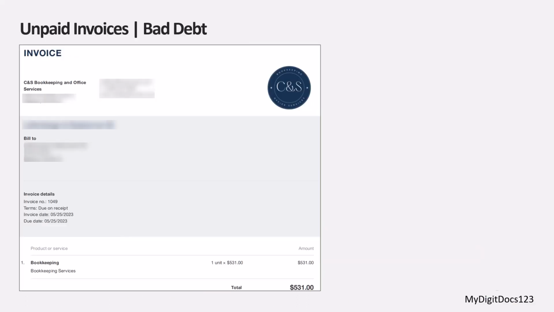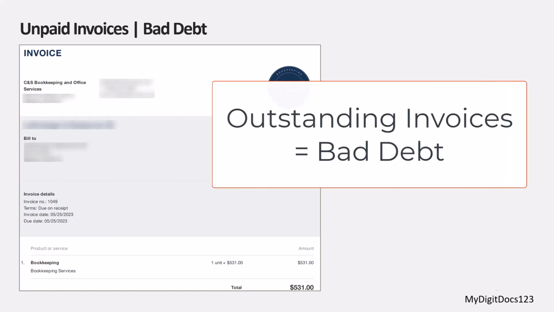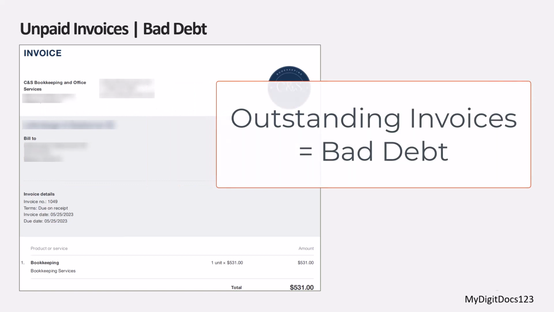In addition to owning My Digit Docs 123, my business partner and I own a bookkeeping business, and we have a client with an outstanding invoice. We know this client has no intention of paying, and in bookkeeping terms, this is referred to as bad debt. There are a few ways to handle this on QuickBooks, but today we're going to review how to handle this as bad debt.